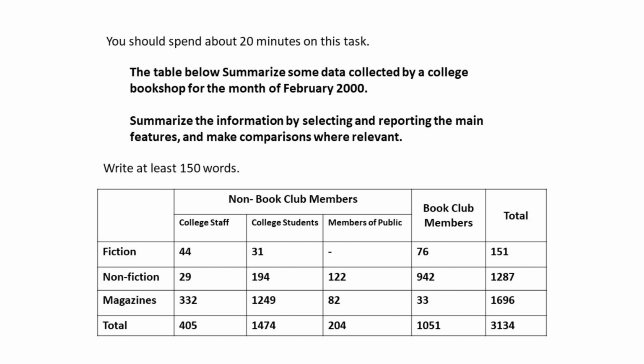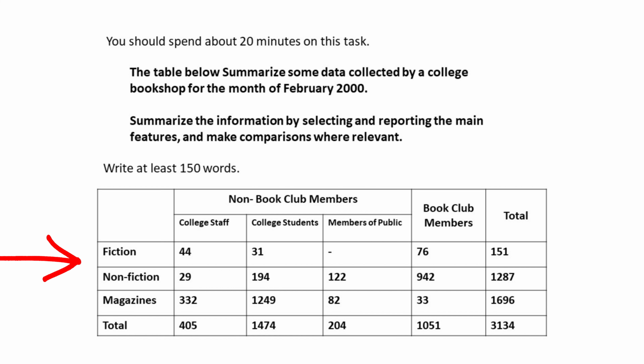The table below summarizes some data collected by a college bookshop for the month of February 2000. Summarize the information by selecting and reporting the main features and make comparisons where relevant. Now let us look at the table.